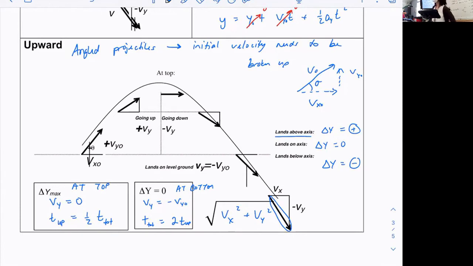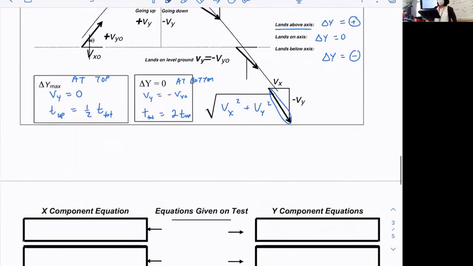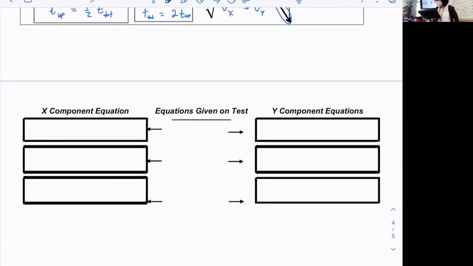And again, just to compare how the equations look on your equation sheet. These are the equations that are on your actual equation sheet, in the order they're on there. So you have v equals v naught plus at. You have x equals x naught plus v naught t plus 1/2 at squared. And then you have v squared equals v naught squared plus 2a(x minus x naught). So that's the formal way it's written on your equation sheet.